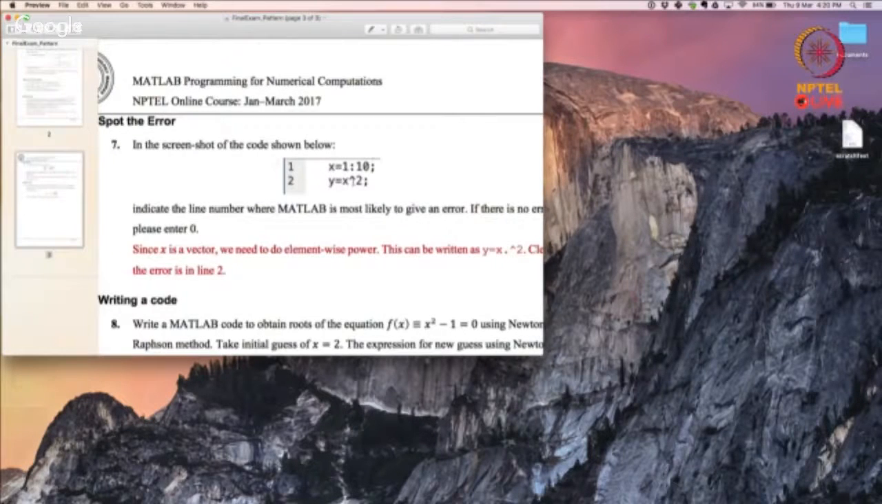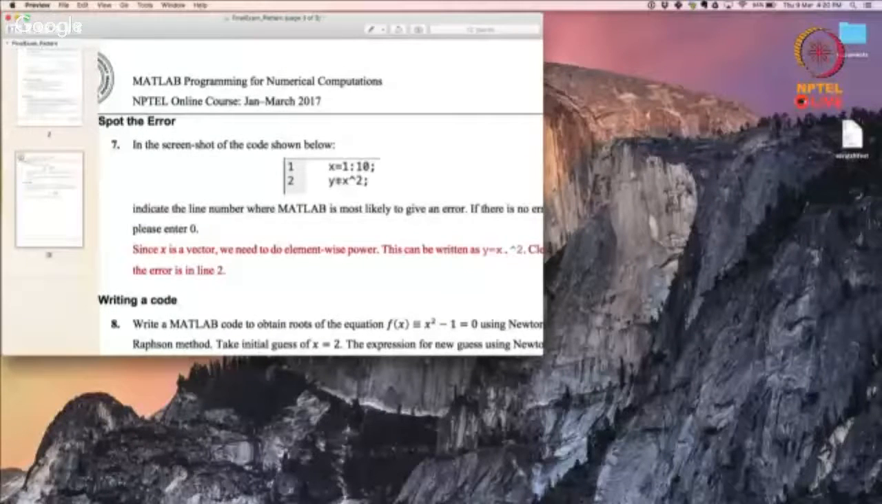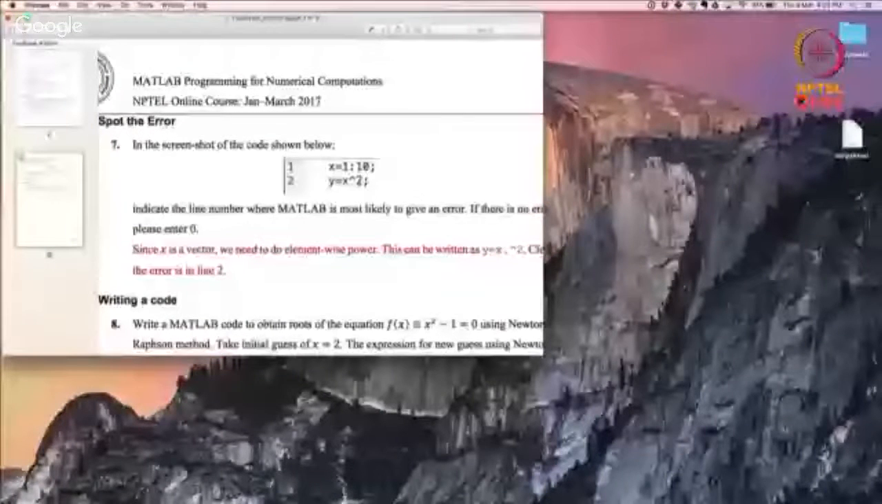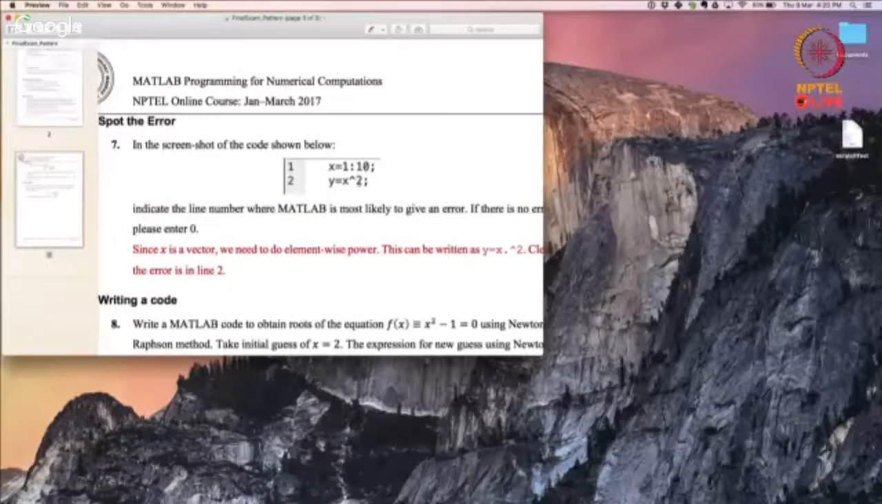So in this case, for example, x is a vector, so you cannot square a vector. You can only do an element by element squaring. So this line will have an error. So the error is indicated on line number 2. So the correct answer for this is line number 2. So 2 would be the correct answer. Another type of problems for spot the error would be how do you correct this particular line, and in this case the correct code is going to be y equal to x dot caret 2. Okay, so this is how you will solve the spot the error type of problems.